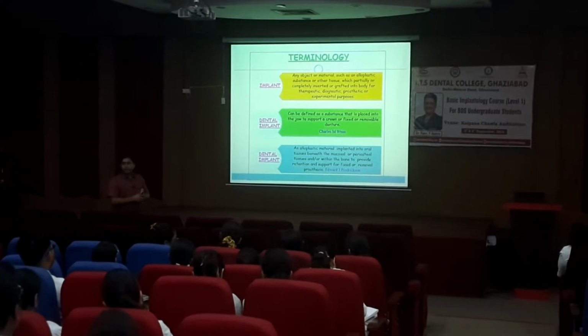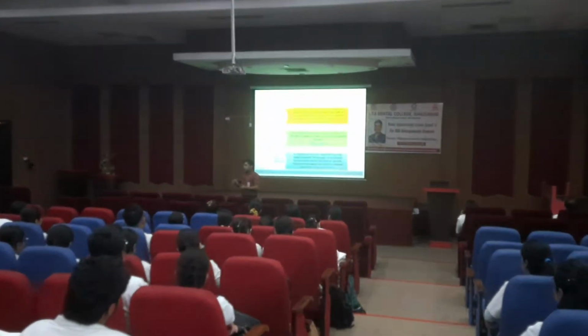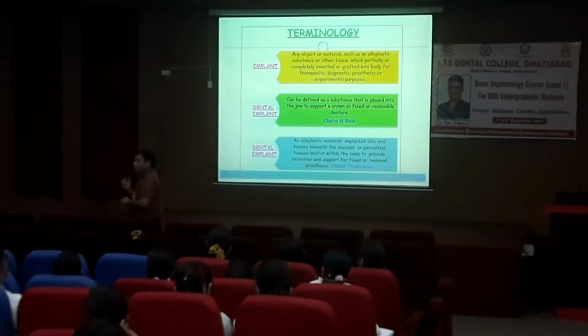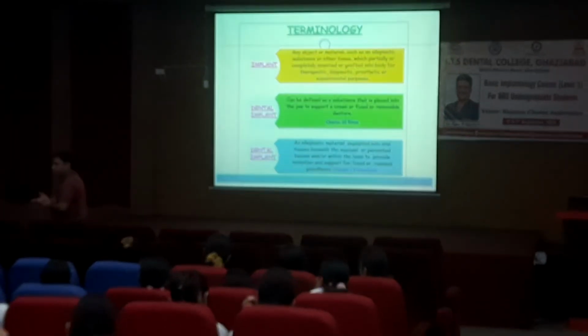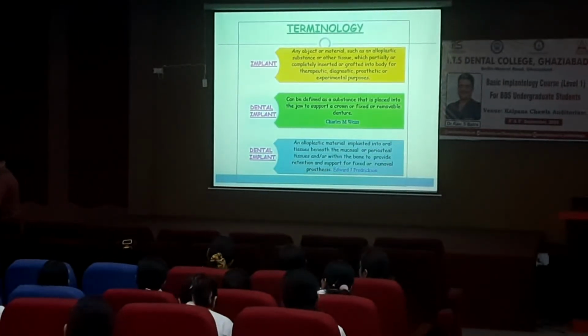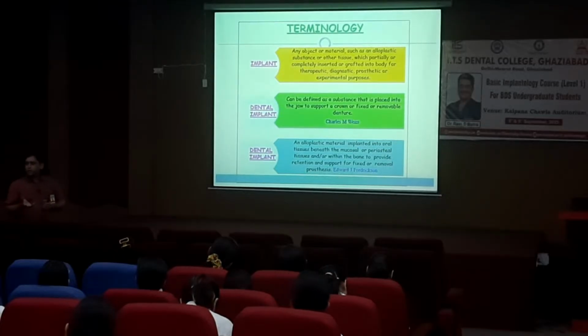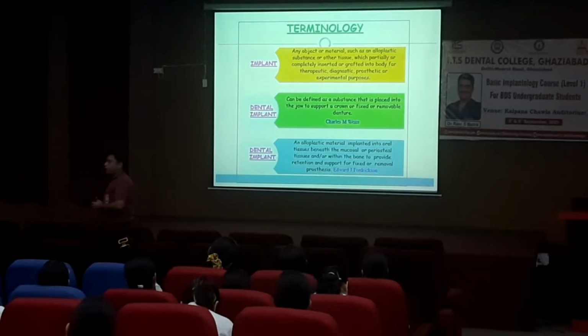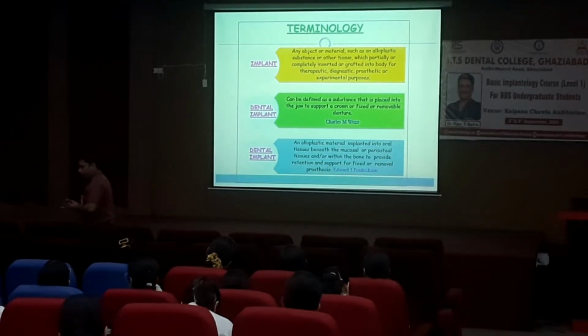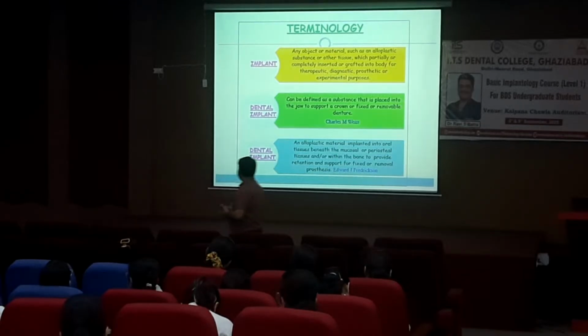So there are different types of implants. Some implants we place inside the bone, some we place above the bone, just below the mucosa. That is called either a submucosal implant or a subperiosteal implant. If it is below the periosteum, above the bone, that is called subperiosteal. If it is above the periosteum, it is called a submucosal implant. And if it is inside the bone, then it is called an endosseous implant. So according to these we can categorize the implant system.